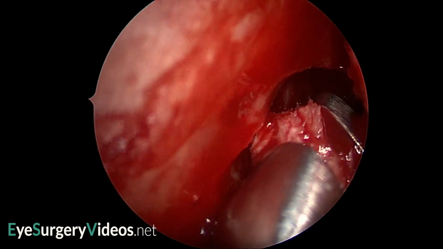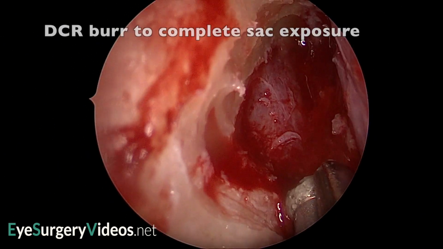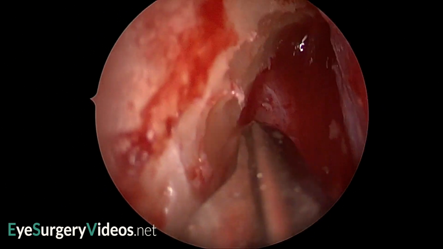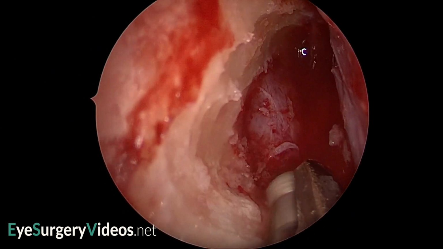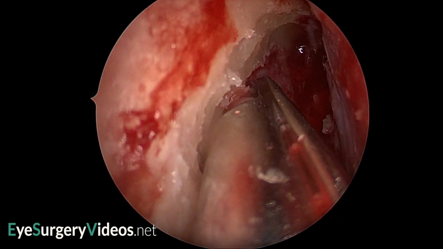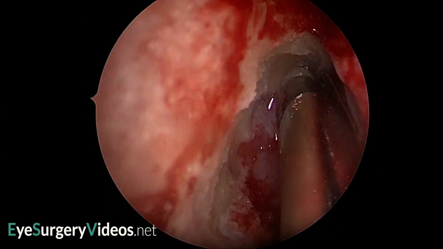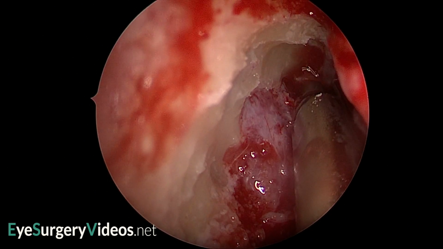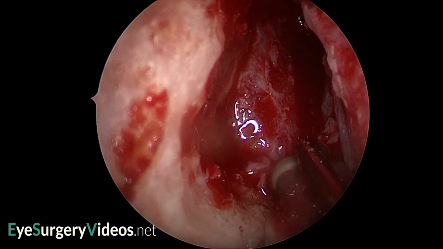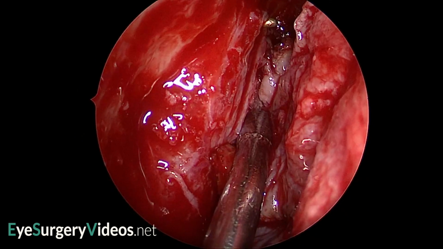Therefore, the DCR burr is used for a significant proportion of bone removal in this case. Despite the posterior location of the maxillary process suture line, the lacrimal sac location and appearance are unremarkable.